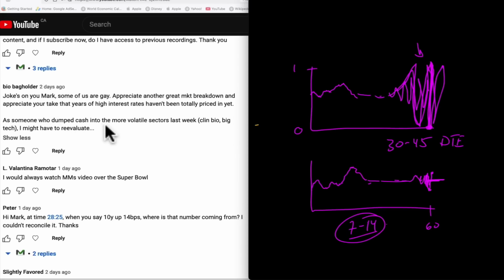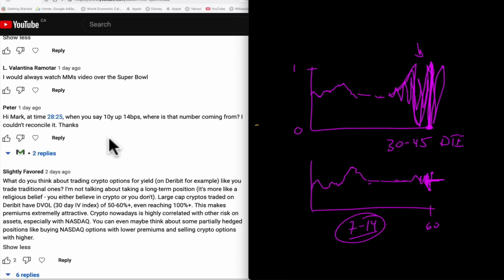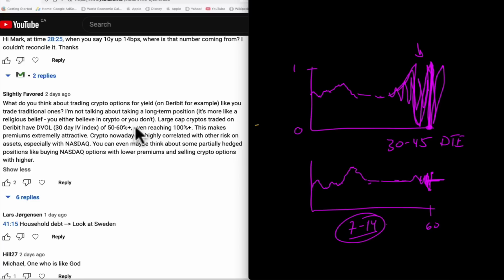Let's see. As someone who dumped cash in more volatile sectors last week, I might have to reevaluate. I get some of these where it goes, and I've clicked on show more. Now it says show less, but I'm wondering, was there more and it just got cut off? I don't know. Let's see. When you say 10 year up 14 basis points, where's that? Oh, I already answered that. You can click on reply, and I already answered that one. It was just a small issue there.